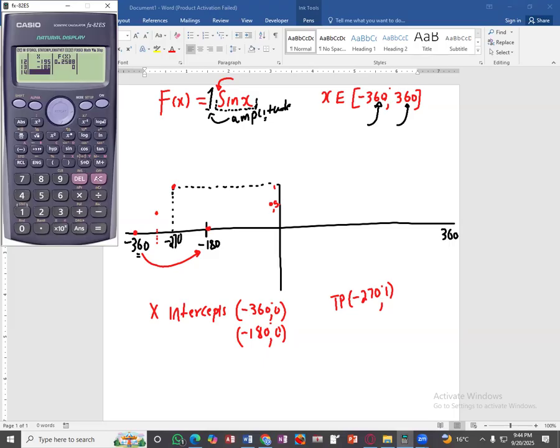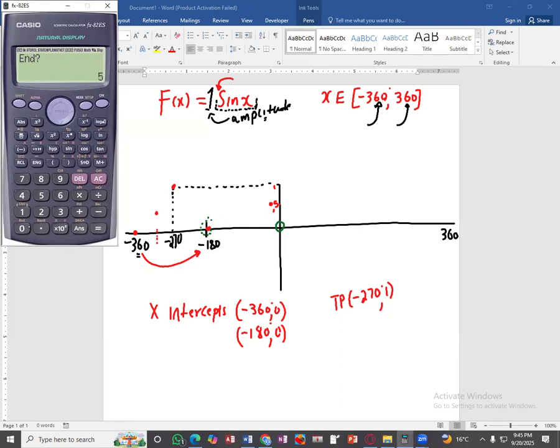So what I'm going to do now, I'm going to start again. Okay, I'm going to start again. I'm going to say mode 3 and then insert my function again, sine x. Where do I start? Now I'm going to start at negative 180. I need information from negative 180 now to where? To 0. So I'm going to start at negative 180.